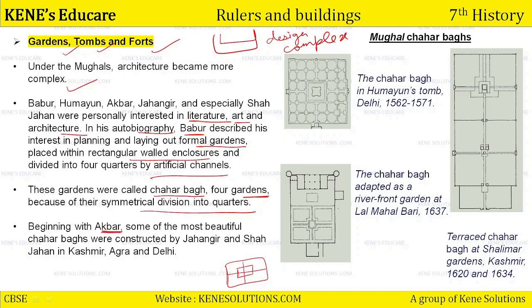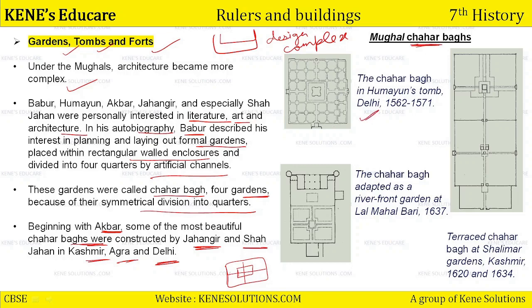Beginning with Akbar, some of the most beautiful char baghs were constructed by Jahangir and Shah Jahan in Kashmir, Agra and Delhi. Okay, I will show you the very small illustration of the char bagh under different rulers of Mughal dynasty. So we'll read Mughal char baghs.